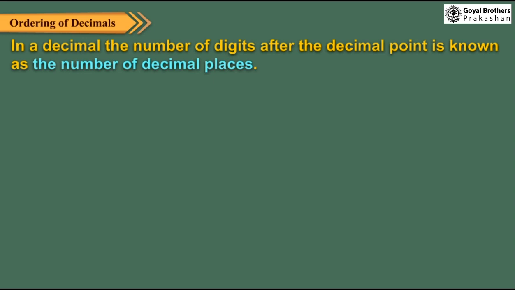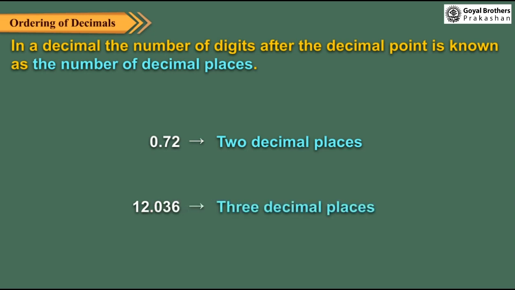In a decimal, the number of digits after the decimal point is known as the number of decimal places. For example, in 0.72, there are 2 digits after the decimal point. So, it has 2 decimal places. Similarly, in 12.036, there are 3 digits after the decimal point. So, it has 3 decimal places.